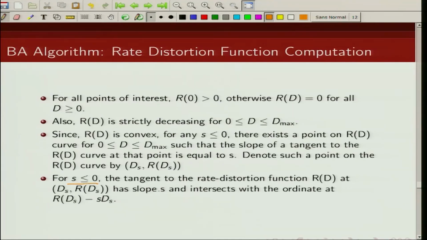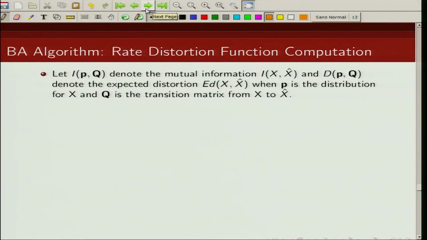For s less than 0, the tangent to the rate distortion function has slope s and its y-intercept is given by R(D_s) minus s times D_s. Now let I(P,Q) denote the mutual information between X and X hat, and D(P,Q) denote the expected distortion, where P is the distribution for X and Q is the transition matrix from X to X hat.